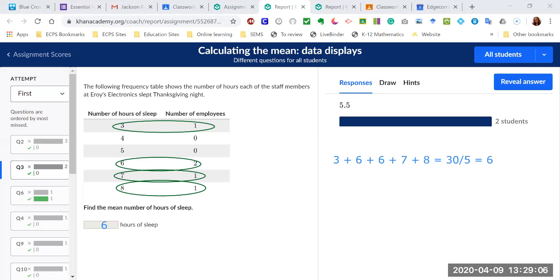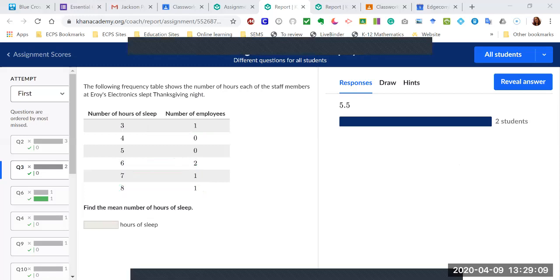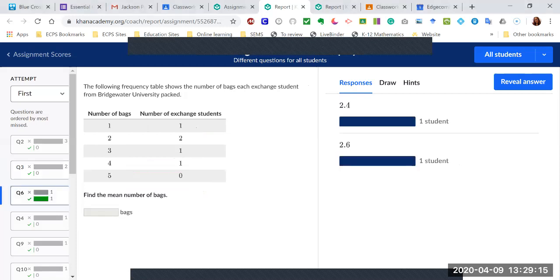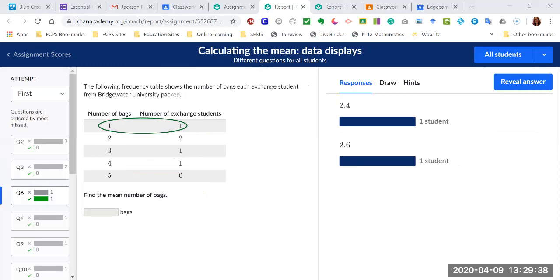All right, so we're going to look at just a couple more. Let's look at this question right here. One person missed it and one person didn't. So let's just see. This is another frequency table. And again, we're trying to find the mean number of bags, but the number of students tells us how many of each number. So we have one student got 1 bag, 2 students got 2 bags, 1 student got 3, 1 student got 4, and then nobody got 5 bags.